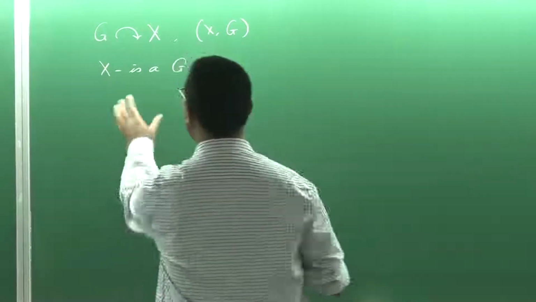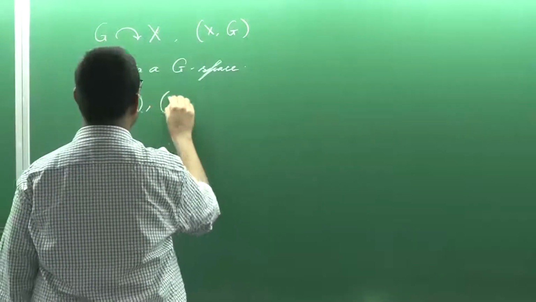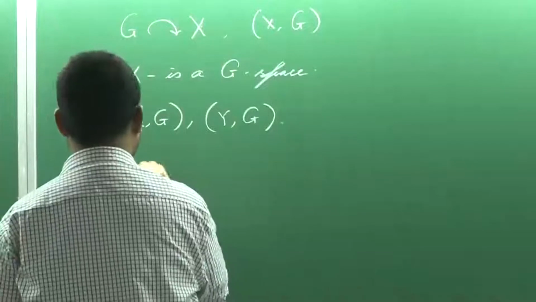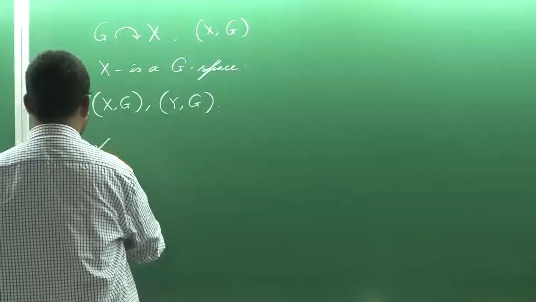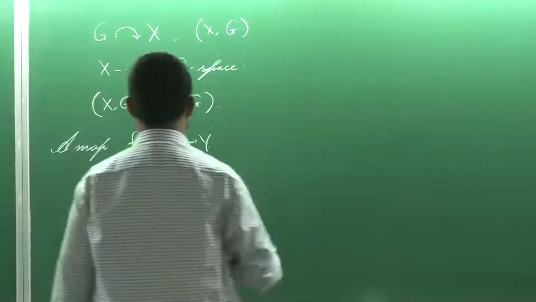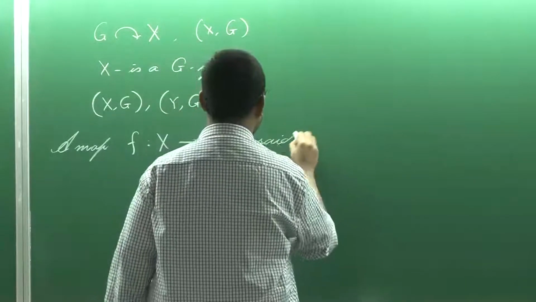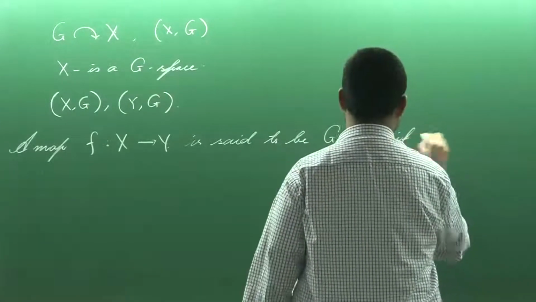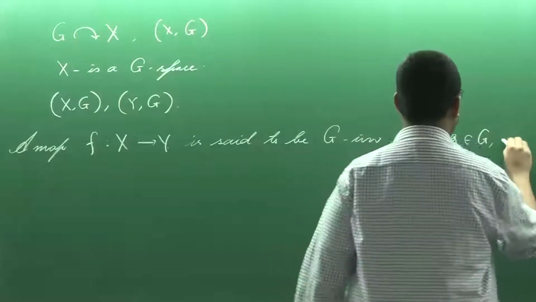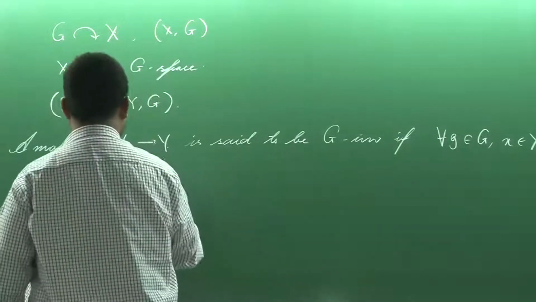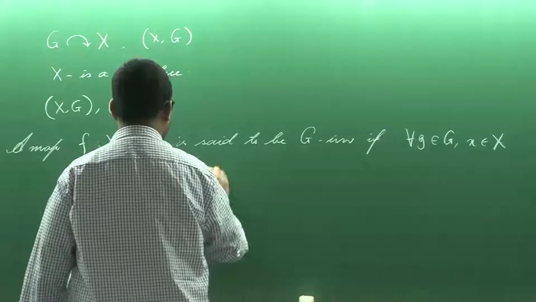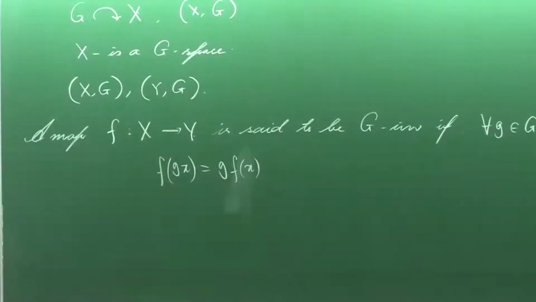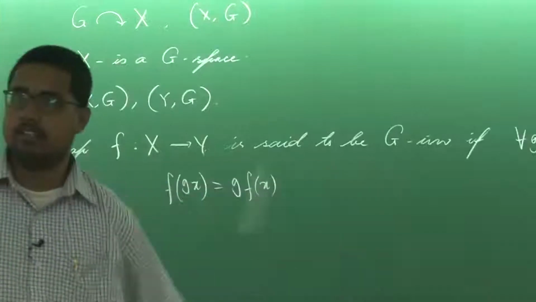Given two G spaces X and Y, by a G invariant map between them, I mean the following. A map F from X to Y is said to be G invariant if for every g in G and x in X, one has F of gx equals g Fx. Do not confuse this with composition of mappings, because here F is a function from X to Y, whereas g is an element of the group.